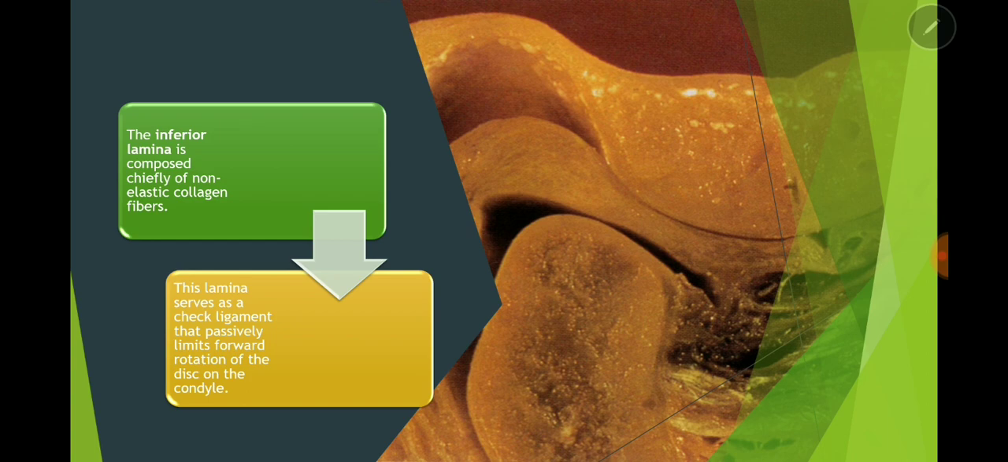So the inferior lamina is composed mainly of non-elastic collagen fibers. And the inferior lamina serves as a check ligament, meaning it prevents the disc from moving too far forward. It serves as a check ligament that passively limits the forward rotation of the disc on the condyle. That's the function of the bilaminar zone.